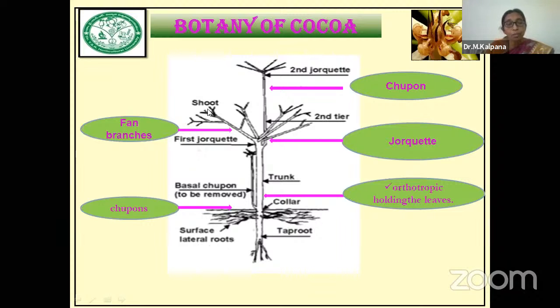After removal of the banana, we have to allow the cocoa for the second jorquetting, which provides self shade to the crop. That's why in the solo cropping system, when cocoa is grown as a solo crop, we have to allow for the second jorquetting, and also, if necessary, the third jorquetting. So this is the main stem, how it grows, and what its importance is.